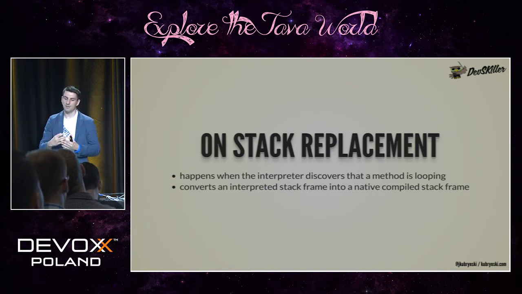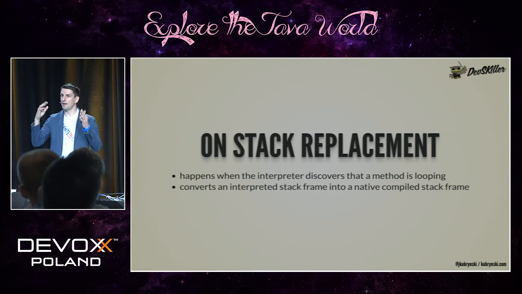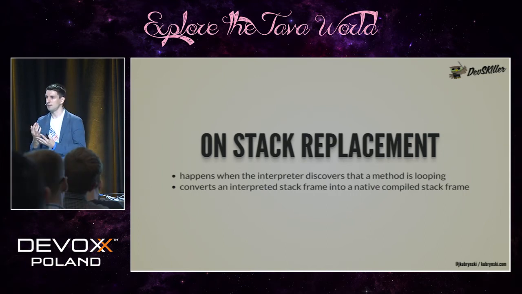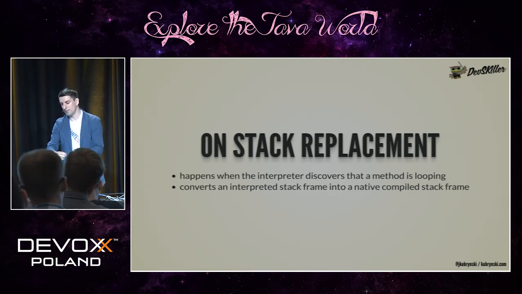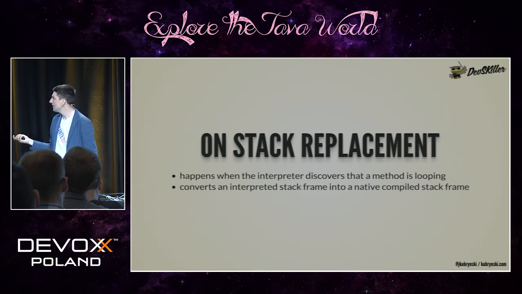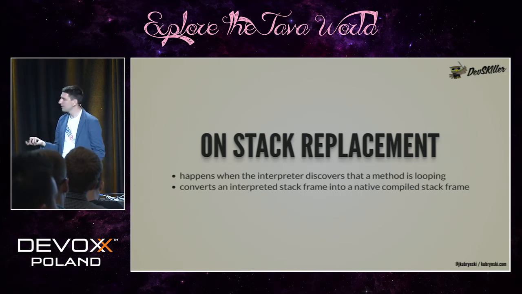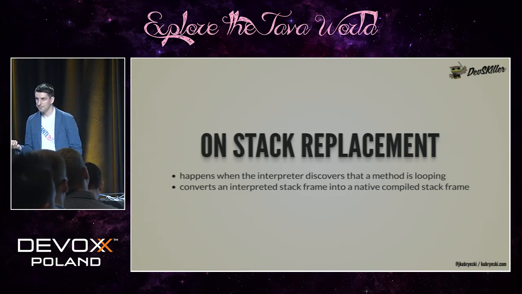So the JVM can replace the method on the stack trace, okay? So it takes the interpreted stack, throws it away, replaces it with the native one. Now go on. It's 20 times faster, so it's worth doing that, okay? So it can convert the interpreted stack into the native stack, okay?